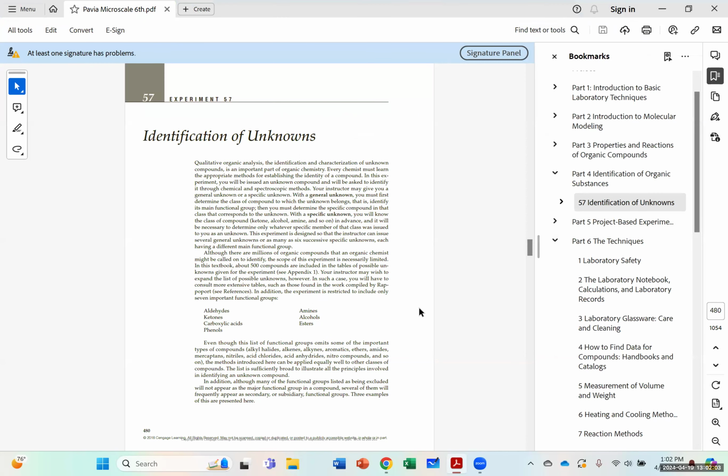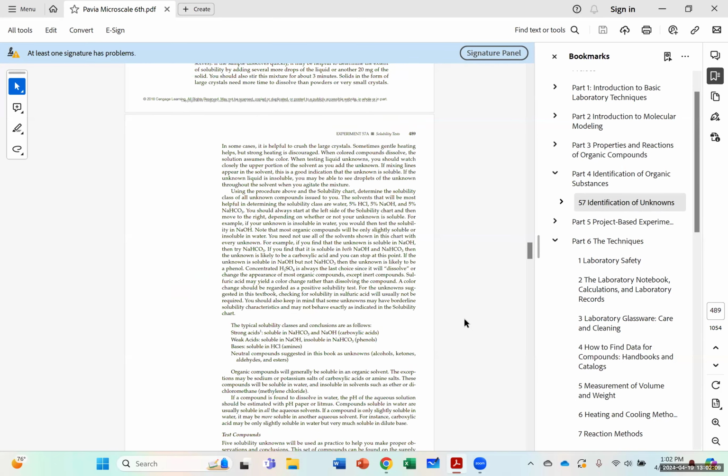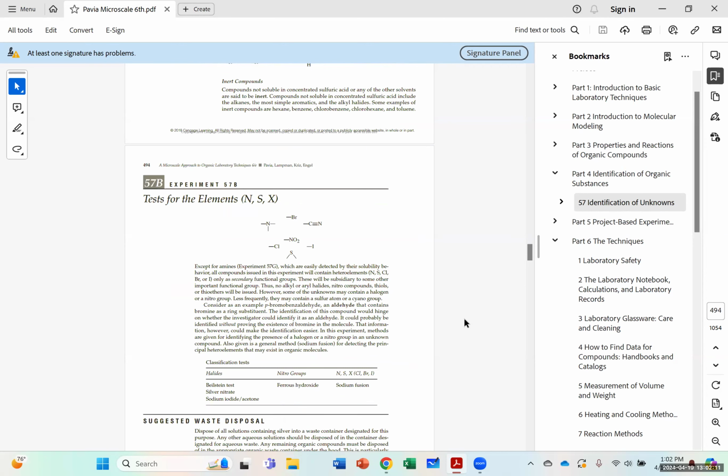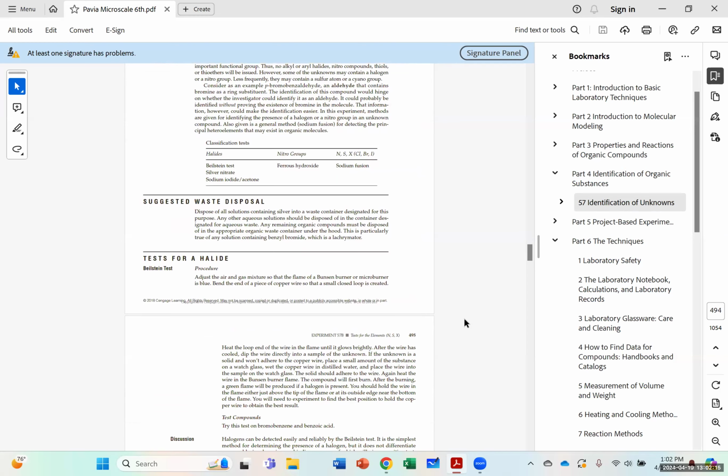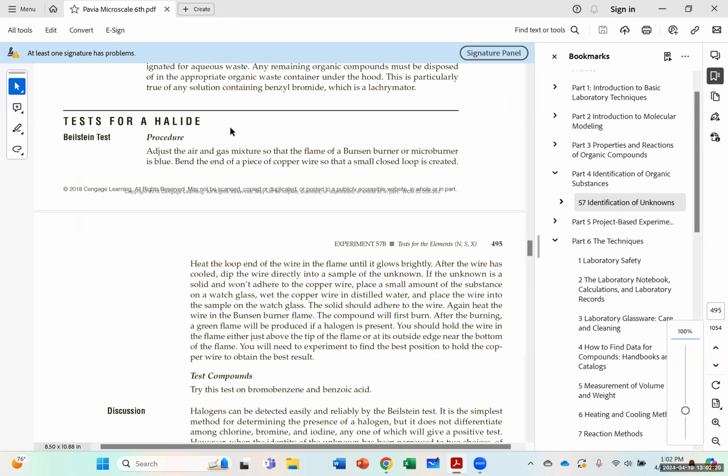So here's experiment 57, and I'm just going to scroll down a few pages to get to where we would actually find one of these procedures. This is a very long experiment in our textbook because it covers a lot of different tests. But for example, let me zoom in a little here. Here's the halide section. The first test is called the Beilstein test.